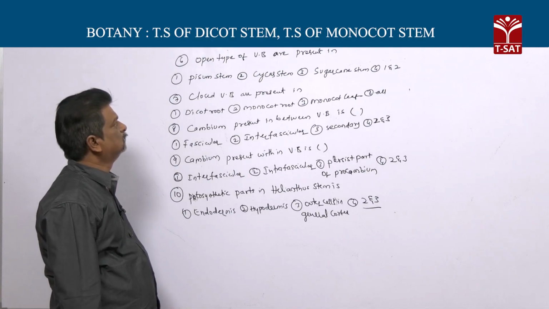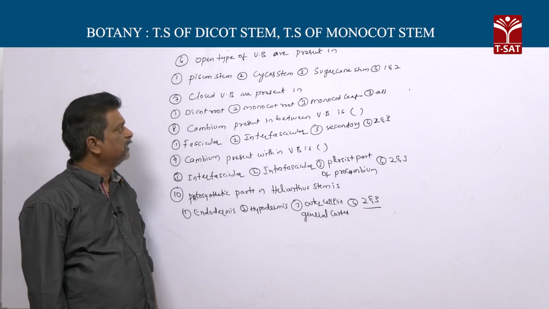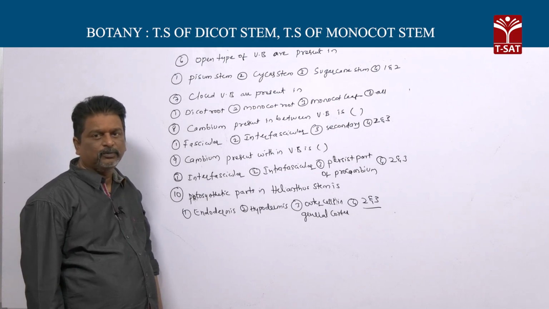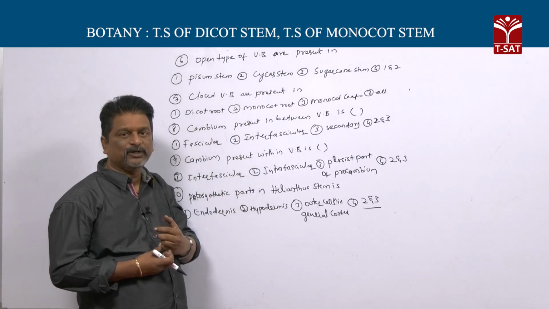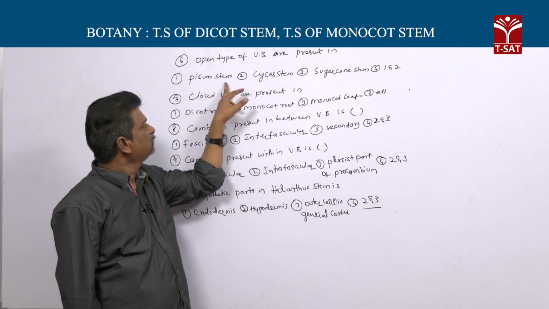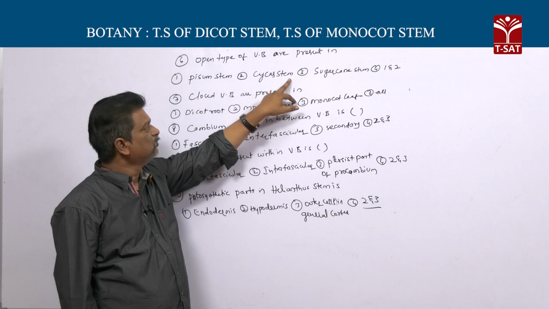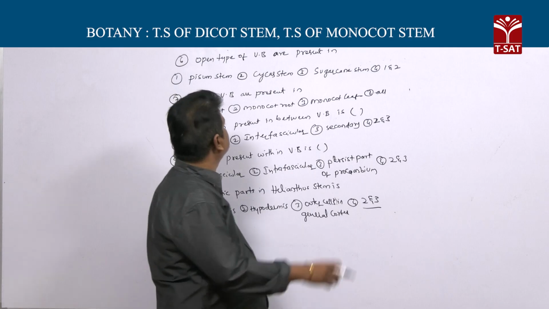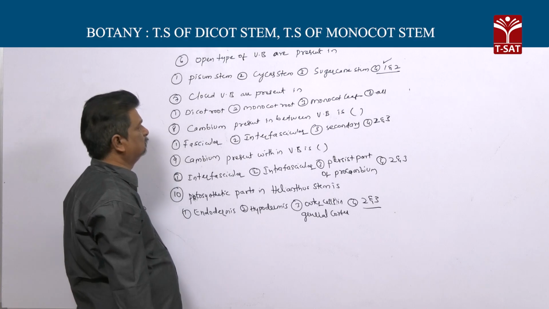Next question, open type of vascular bundles present in which? What is open type? Open type of vascular bundles means if cambium is present between xylem and phloem, it is called open type. So, open type of vascular bundles are present in dicot stem and gymnosperms. So, your answer: Helianthus stem, it is dicot; Pinus stem, it is gymnosperm; sugarcane stem, it is monocot. So, the answer is 1 and 2.